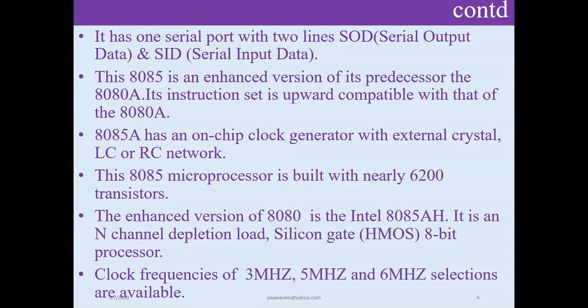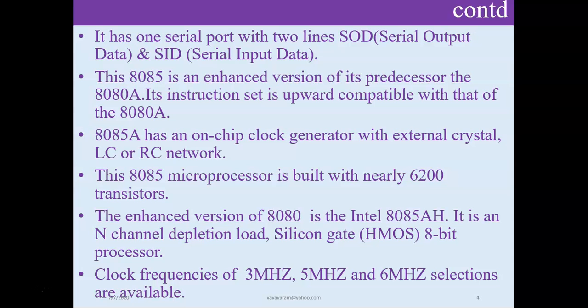Next, this 8085 is an enhanced version of its predecessor. Earlier microprocessor was 8080A. Then 8080A was improved and the 8085 was released. But the instructions are upward compatible. That means the instructions of 8085 and instructions of 8080 are compatible with each other. Another thing, 8085A has an on-chip clock generator with external crystal using either LC or RC network. This also we'll consider in the next video about the clock generator and about the clock frequency, etc.